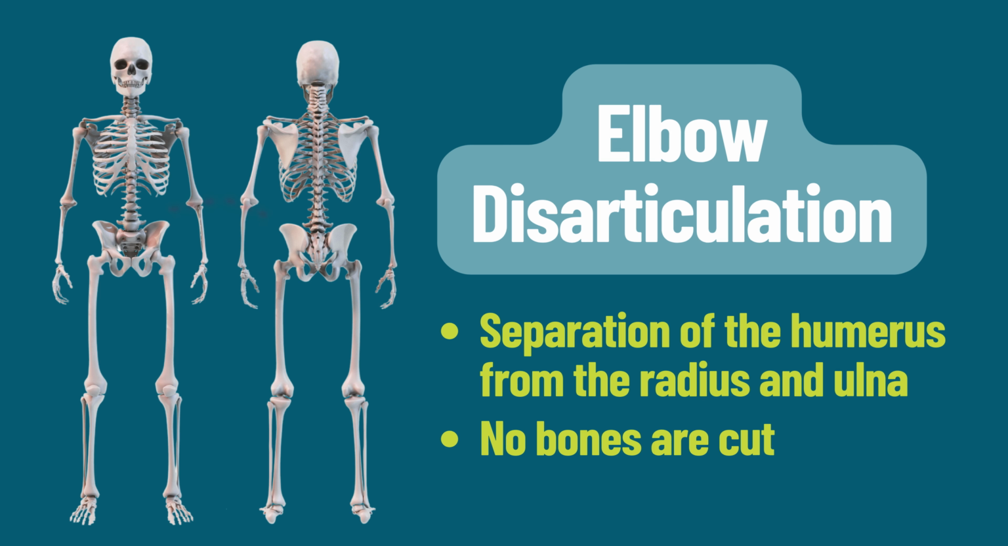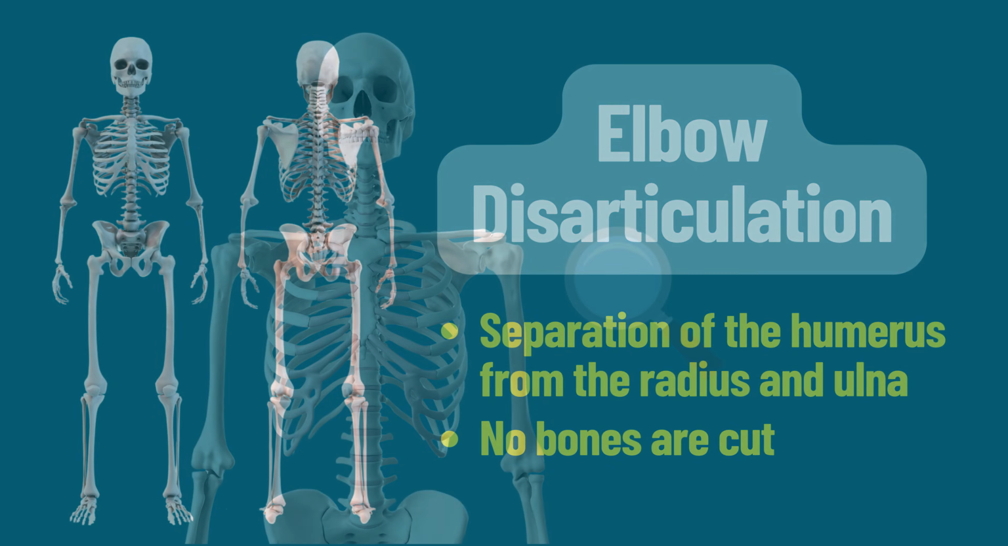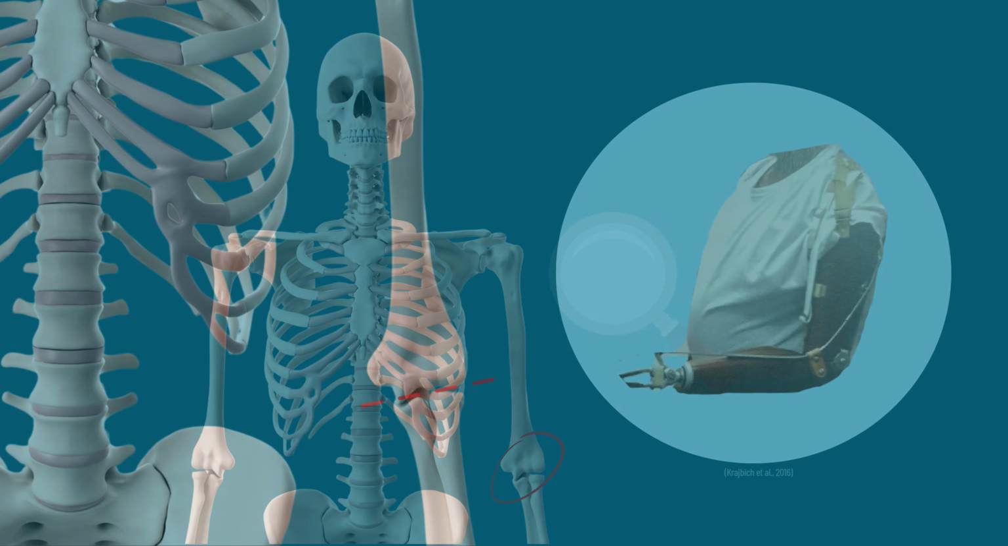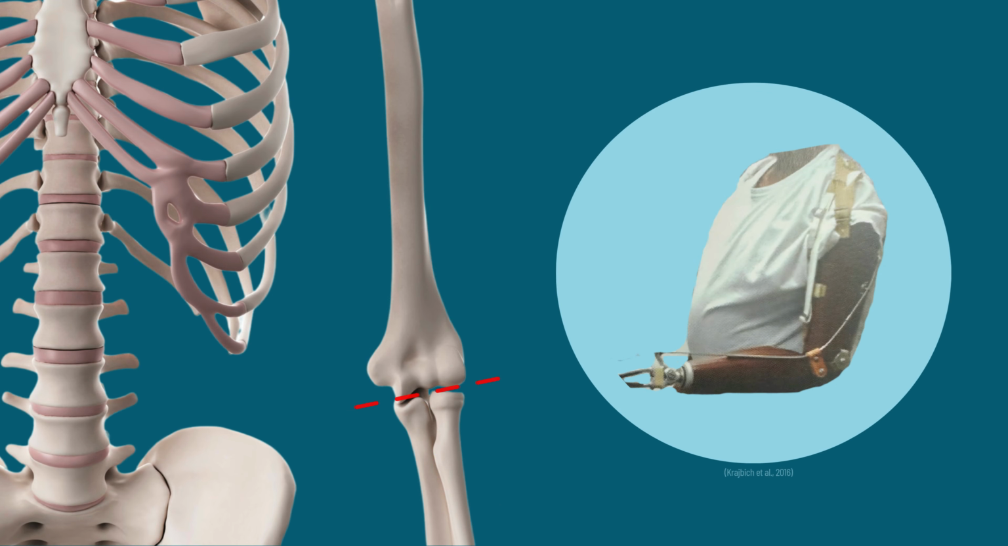An elbow disarticulation occurs when the radius and ulna are separated from the humerus at the elbow joint. Because this is a disarticulation, no bones are cut. With an elbow disarticulation, the broad flare of the remaining humeral condyles can enhance prosthetic fitting. This type of amputation also preserves rotation of the humerus.